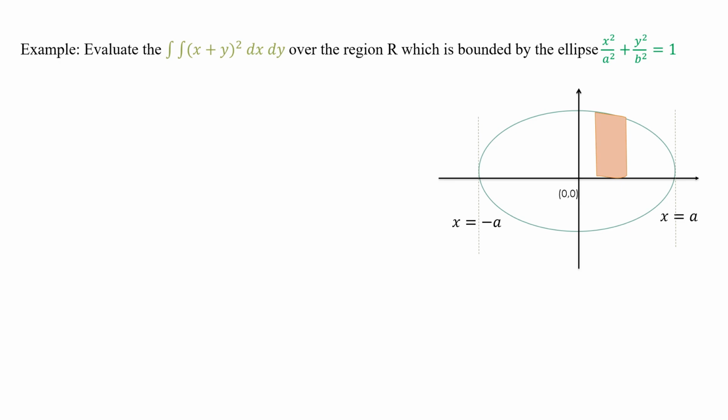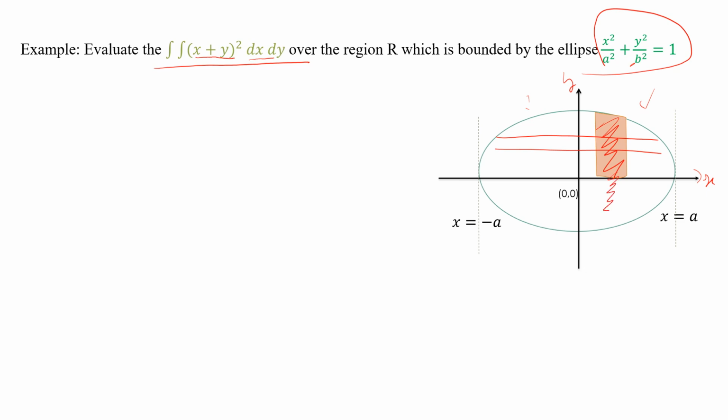One more example, evaluate the double integration, the value of x plus y whole square dx dy over the region which is bounded by an ellipse. So here you see the ellipse, that's the equation of ellipse, and that's the ellipse. So if you are taking the strip along the y-axis, or you can also take the strip along the x-axis. So here we take the strip along the y-axis. So here you see the strip varies from that to this point, and you know this point is what, minus a to a. So here first you solve that for y.